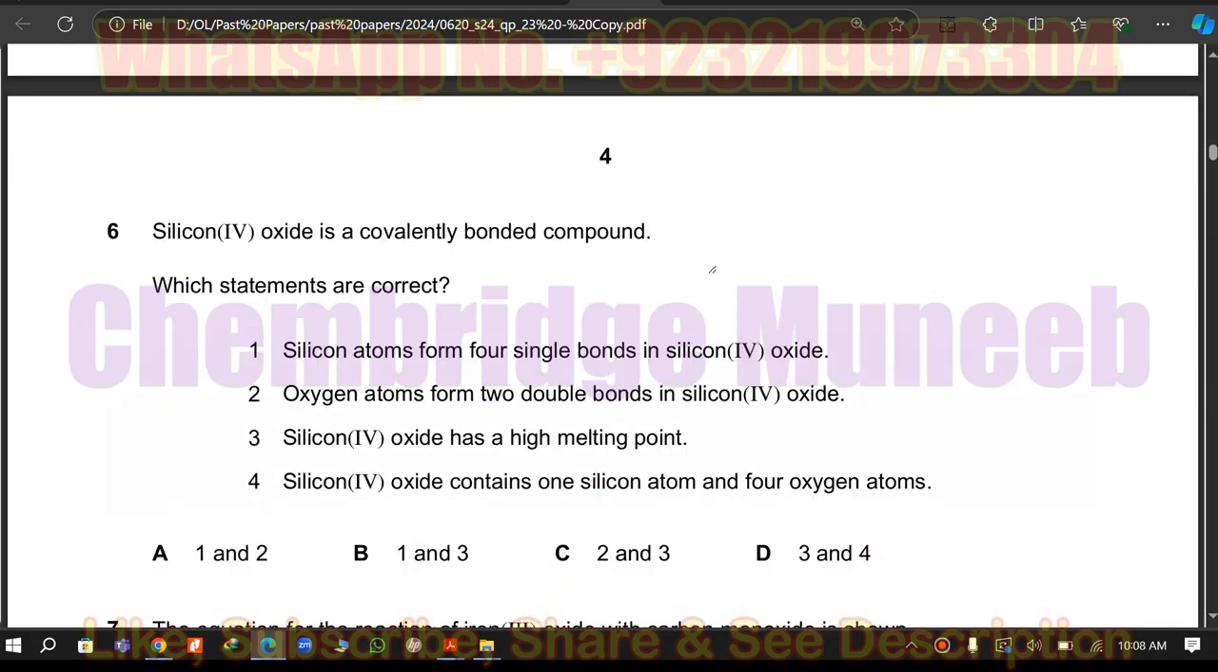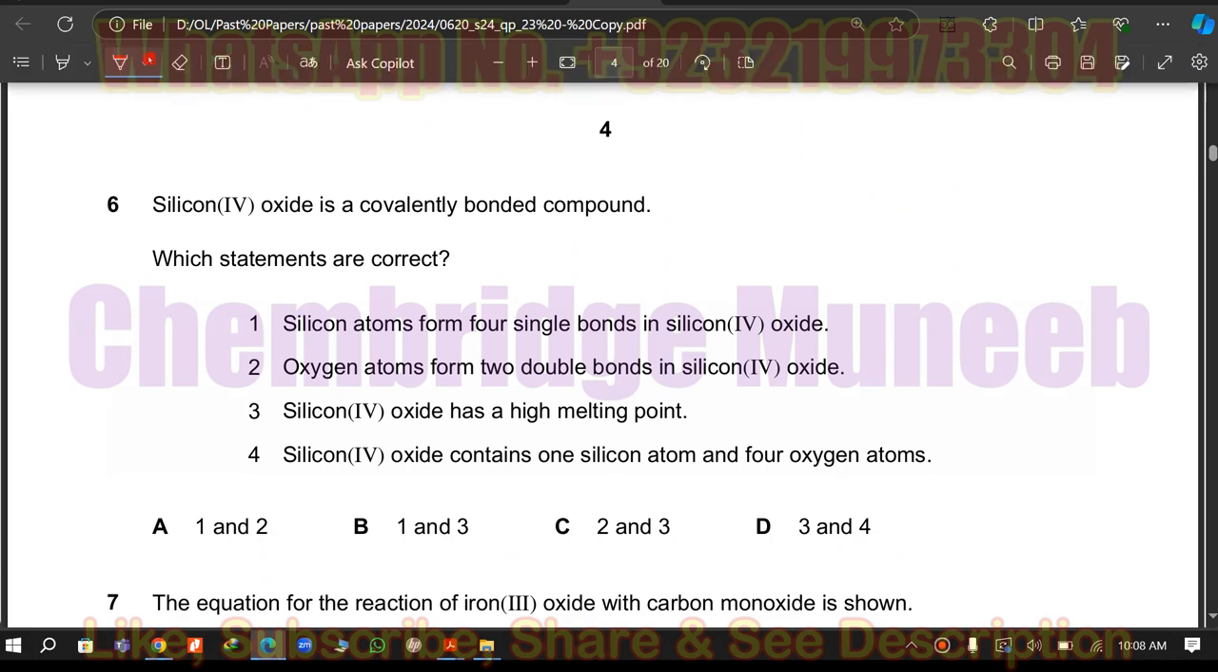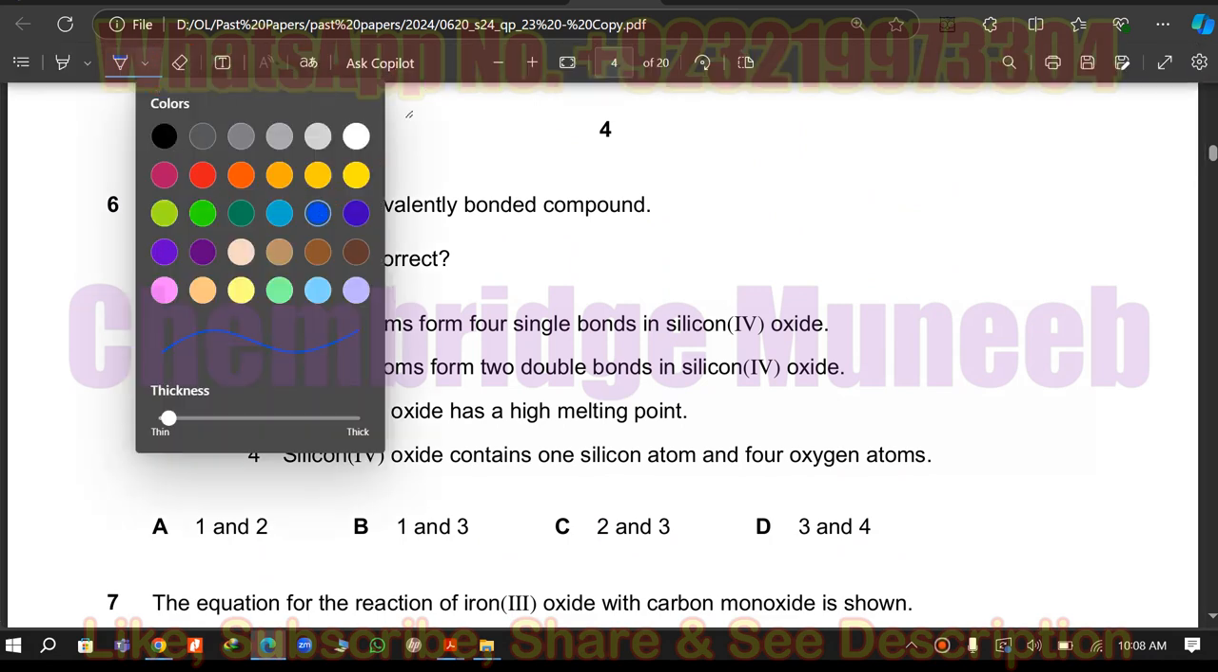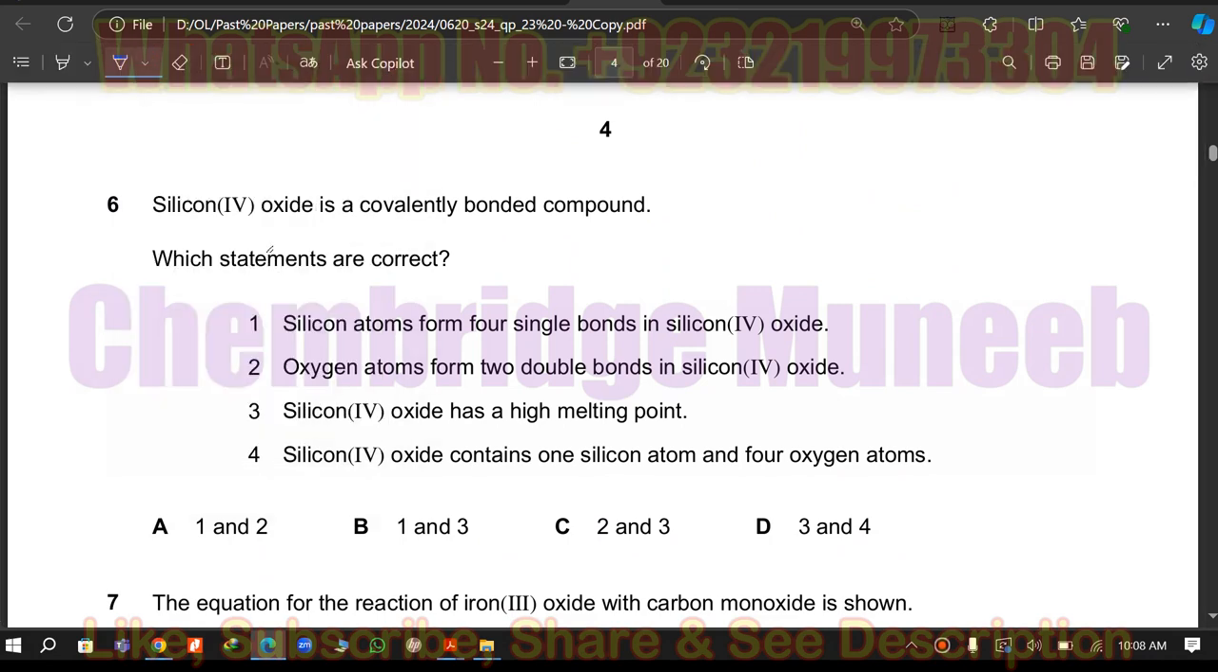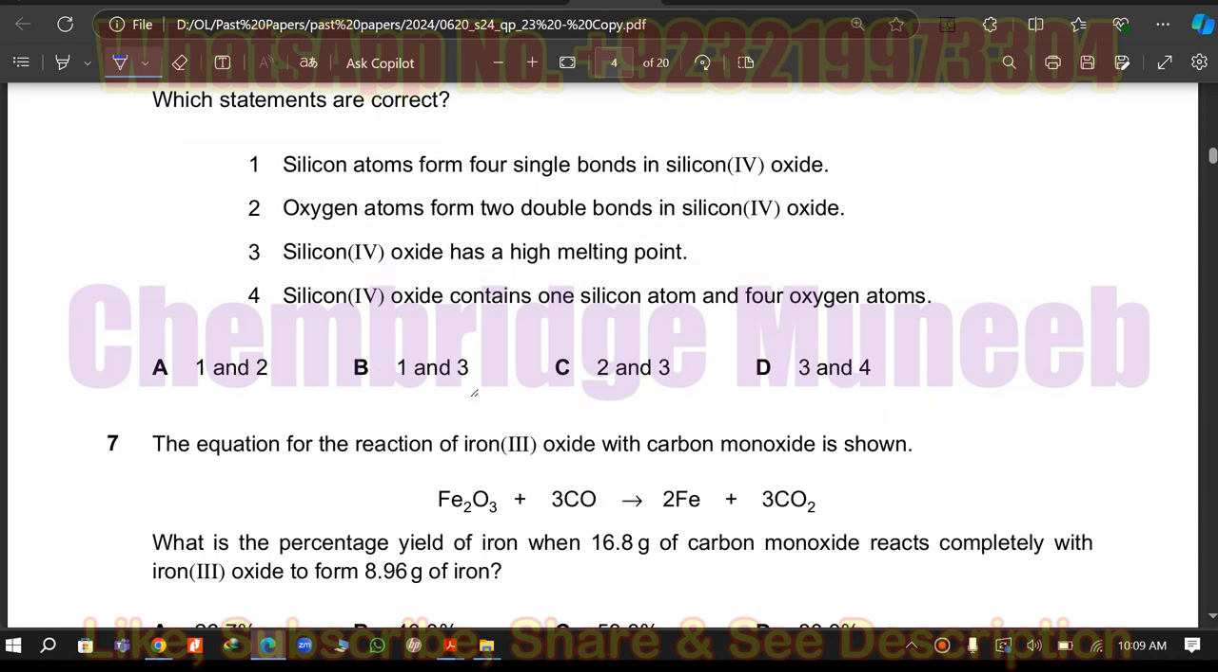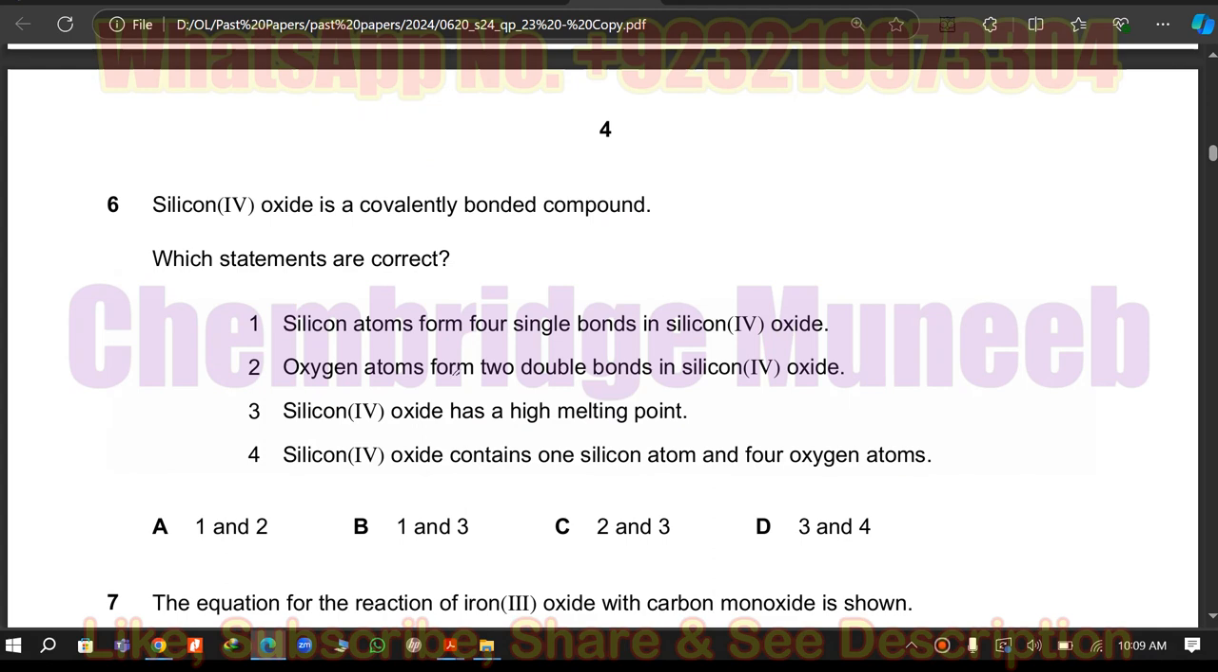Now question number 6. Silicon oxide is a covalently bonded compound. Which statements are correct? So here we need to have a clear picture of this silicon 4 oxide, which is written as SiO2, and it is a macromolecule, a covalent macromolecule.